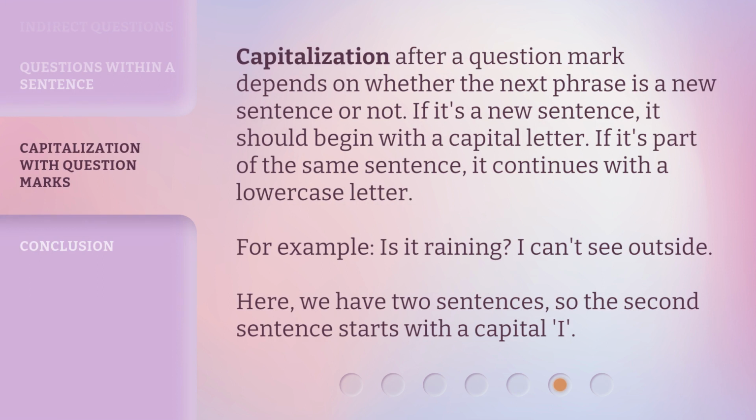Capitalization after a question mark depends on whether the next phrase is a new sentence or not. If it's a new sentence, it should begin with a capital letter. If it's part of the same sentence, it continues with a lowercase letter. For example, "Is it raining? I can't see outside." Here, we have two sentences, so the second sentence starts with a capital I.